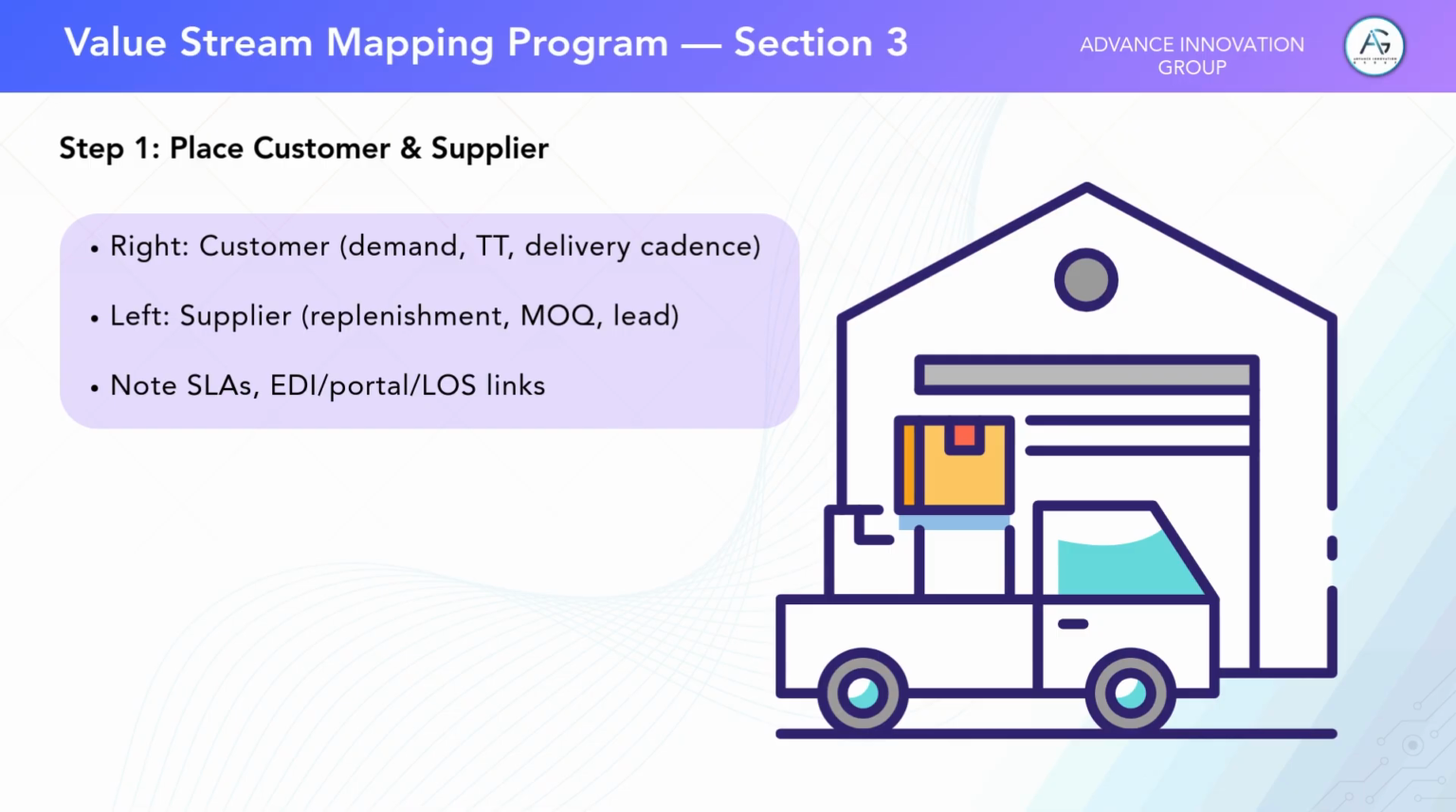Step 1 in building a value stream map is to place the customer and supplier. On the right side, position the customer, capturing details like demand, takt time, and delivery frequency. On the left side, place the supplier, noting information such as replenishment cycles, minimum order quantities, and lead times. Also, record any SLAs, electronic data interfaces, or portal connections that define communication between the supplier, process, and customer.